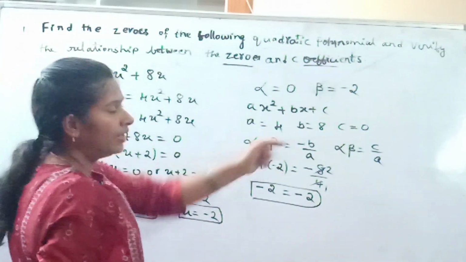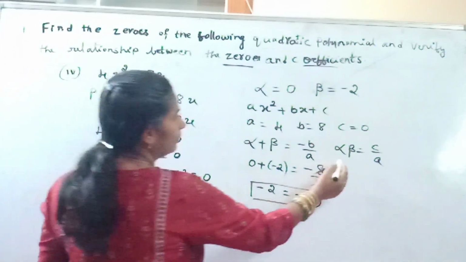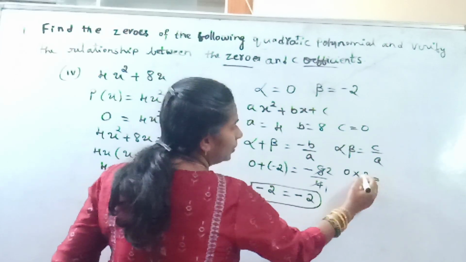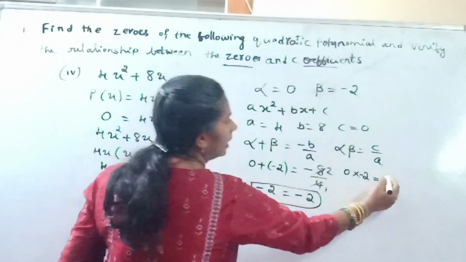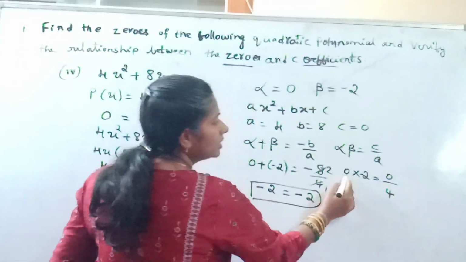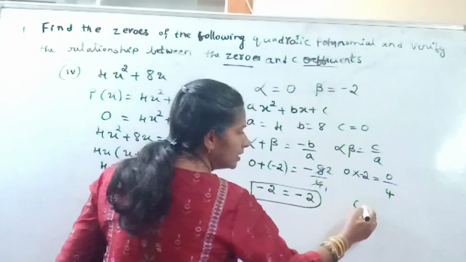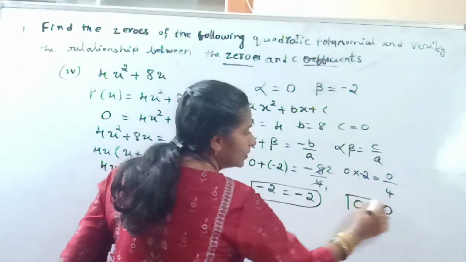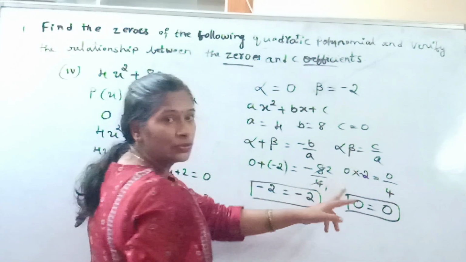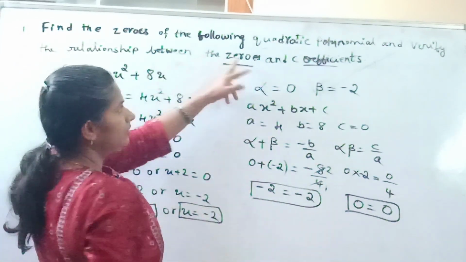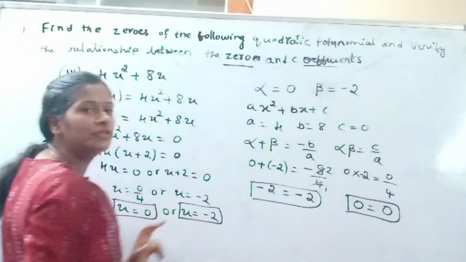Let us verify the product of the roots. Alpha into beta, that is 0 into minus 2, is equal to c value, which is 0, divided by a value, which is 4. 0 into minus 2 value is 0, is equal to 0 by 4, whose value is 0. So LHS is equal to RHS. Thus we have verified the relation between the zeros and its coefficients.